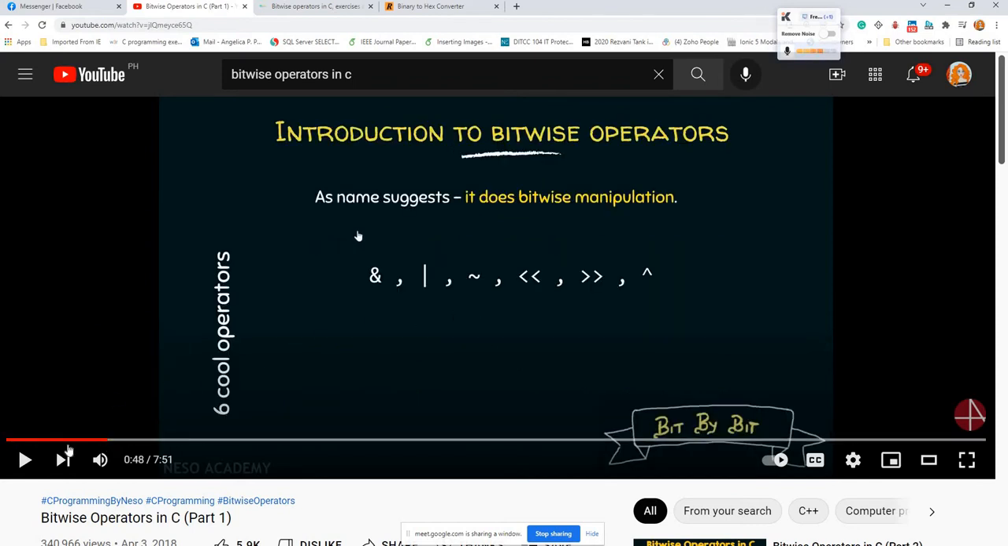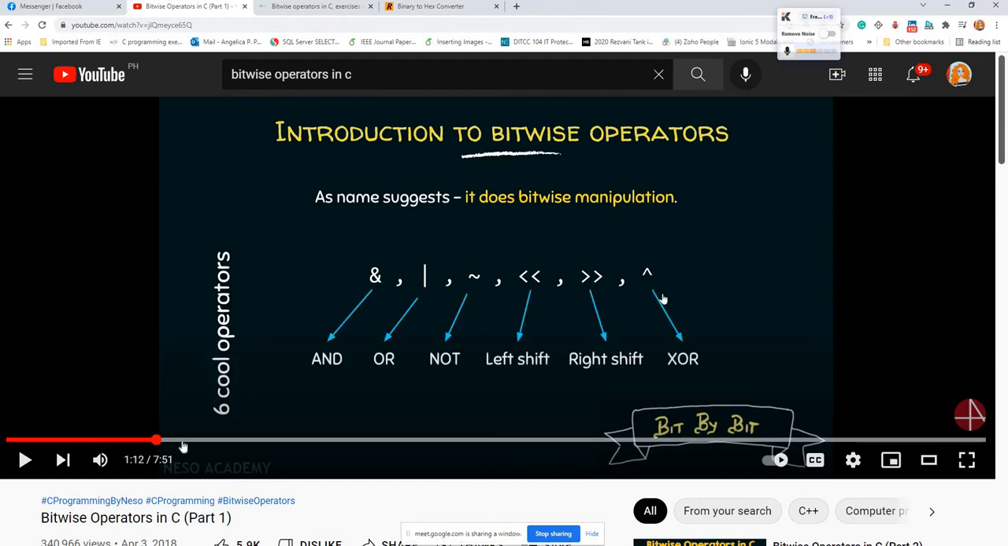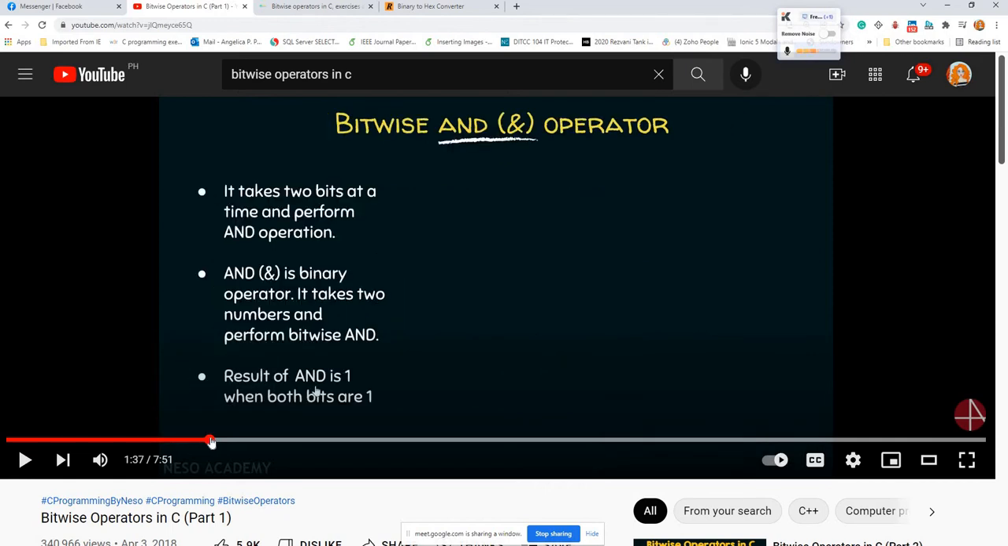Ito yung ating bitwise operator, no? Alright. Ayan. So, meron tayong AND, OR, NOT. Now let's try to understand what is bitwise. Teka. Left shift, tsaka right shift, tsaka XOR. Okay, let's start with the AND operator. Pakita natin yung ating truth table.